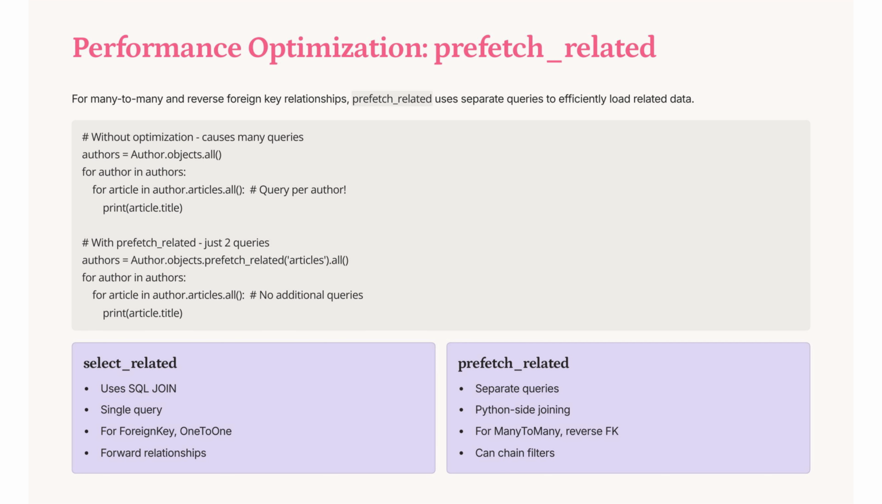For many-to-many and reverse foreign key relationships, prefetch_related optimizes data loading by using separate queries. Without it, each author query triggers multiple article queries. By using prefetch_related, only 2 queries are needed, significantly reducing database load. It supports Python-side joining and can be combined with filters for efficient data retrieval.